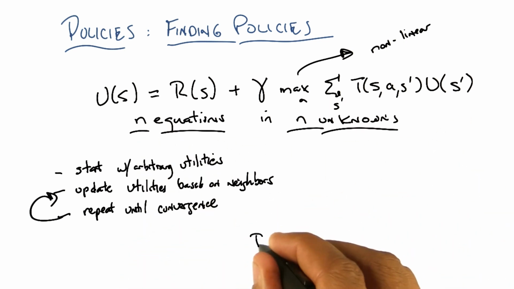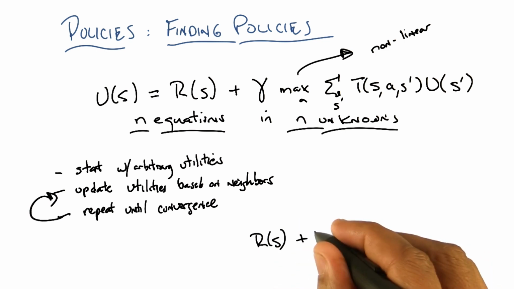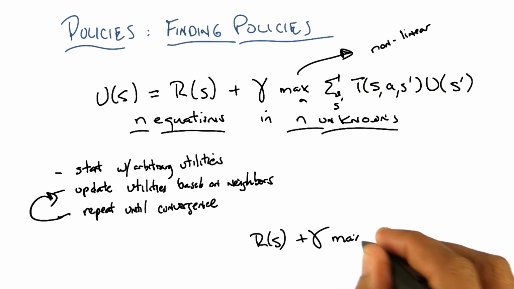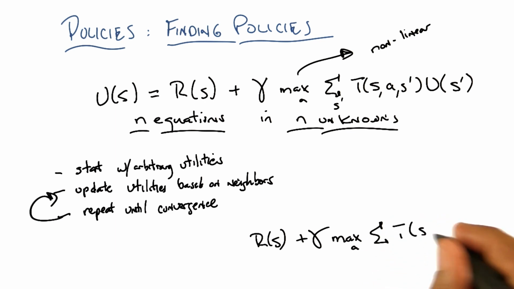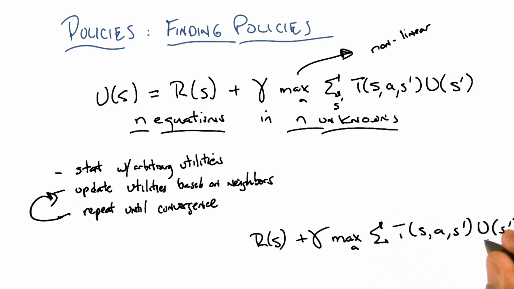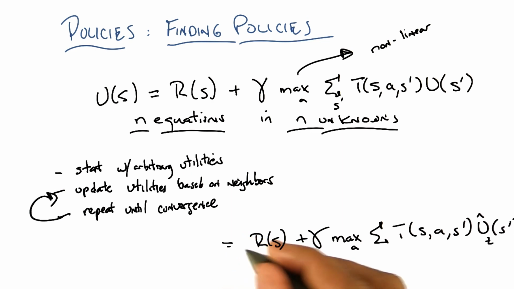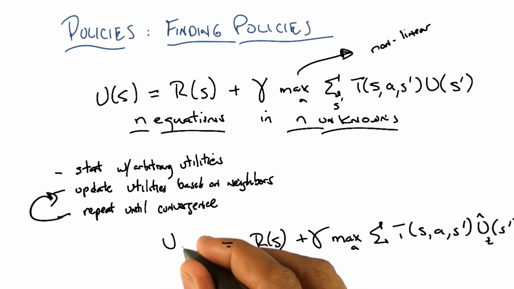So it's R of S plus gamma times the max over A of the expected utility, except we have some estimate of the utility at time t. And probably the right thing for me to do would be to write this as U hat or something like that. This is my estimate of the utility. And now using this, I'm going to update all of my utilities and make them better. And it turns out I can do that by simply doing this.